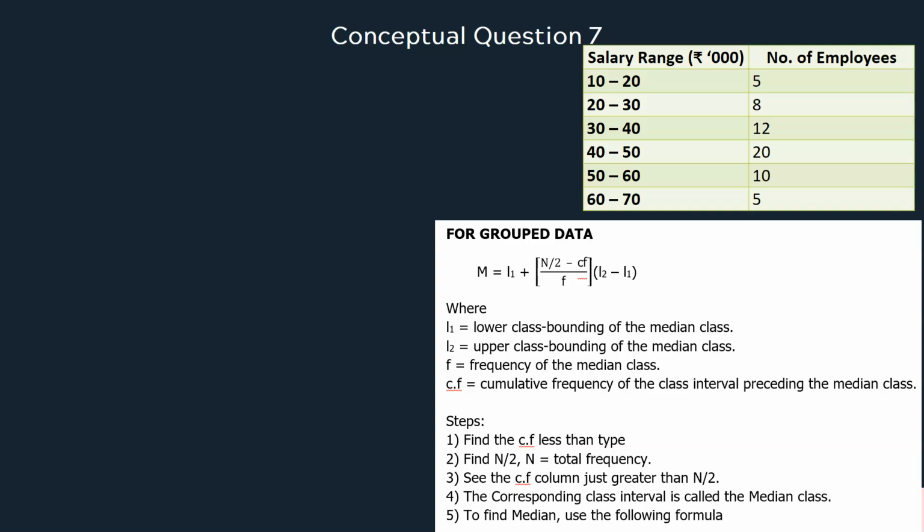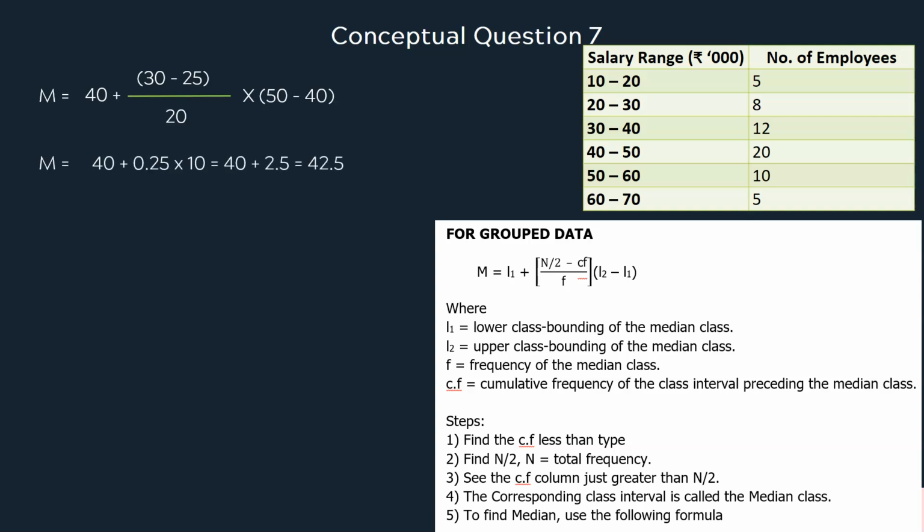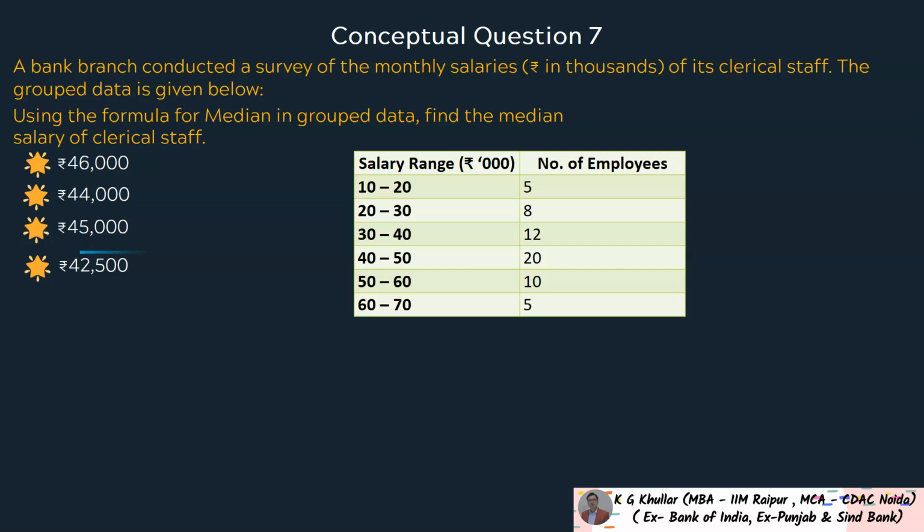So let's substitute all these values in the formula. We get m equals 40 plus 30 minus 25 divided by 20 multiplied by 50 minus 40. And on solving this, you will get 42.5. Thus the median is simply rupees 42,500. So the correct option for the given question is option D.